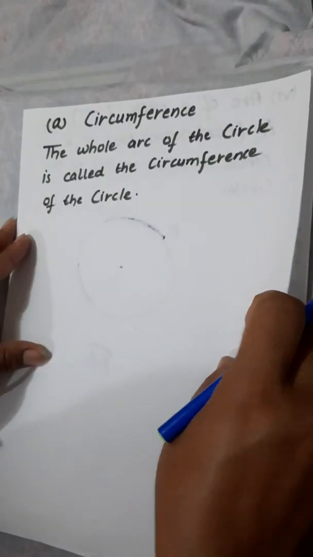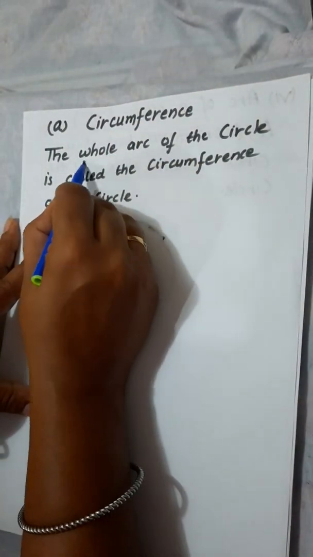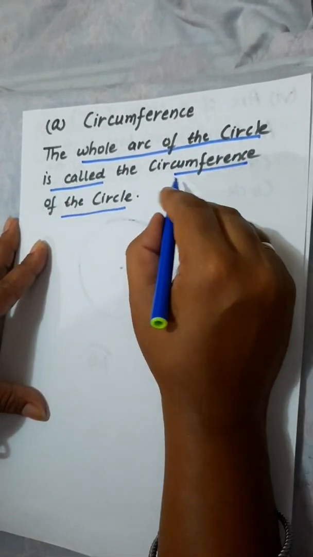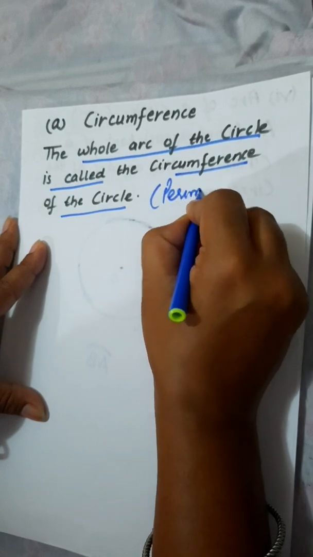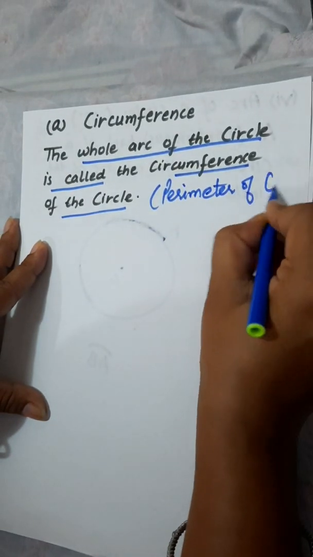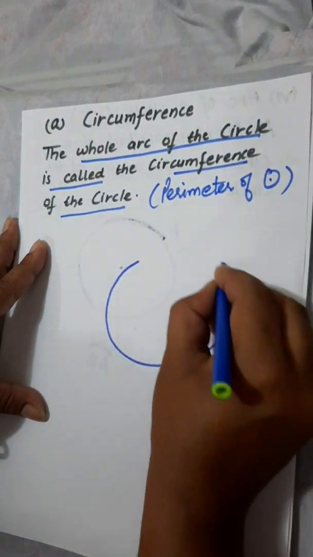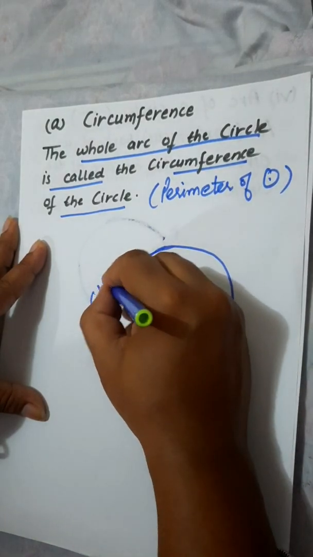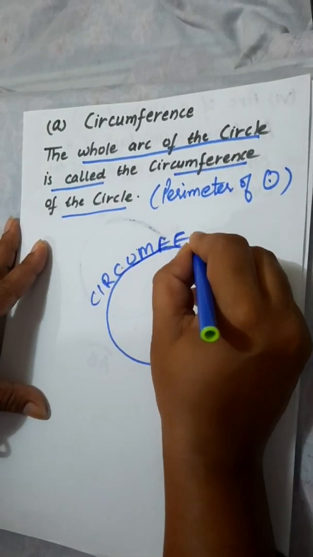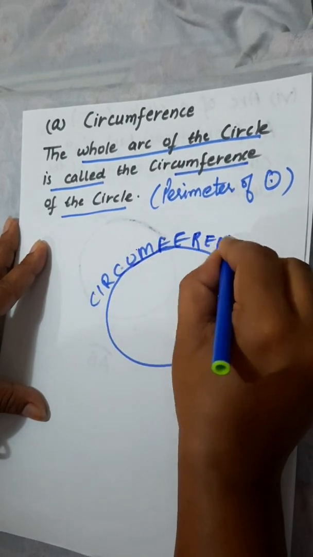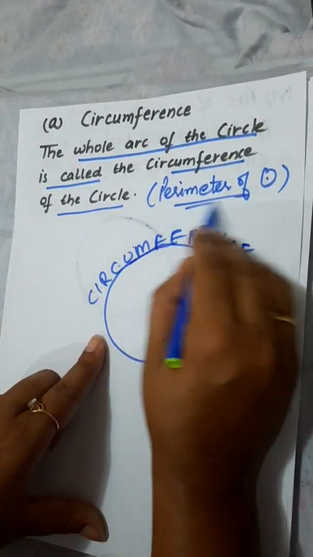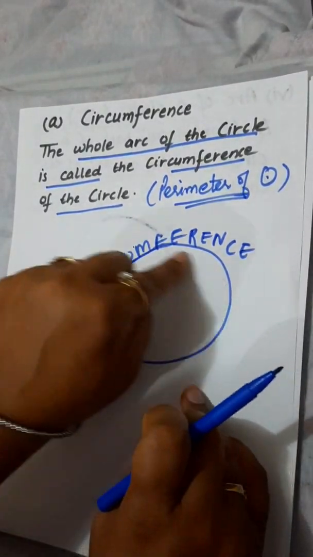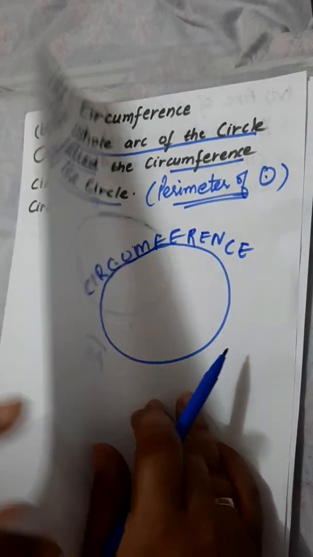Then next we have circumference. The whole arc of the circle is called the circumference. We can also say the circumference of the circle is like the perimeter of the circle. So this is our whole arc of the circle, and this whole is called the circumference. As we know, perimeter means the sum of all sides. Here we don't have any side, it is a circle, so the whole arc of the circle is called the circumference of the circle.